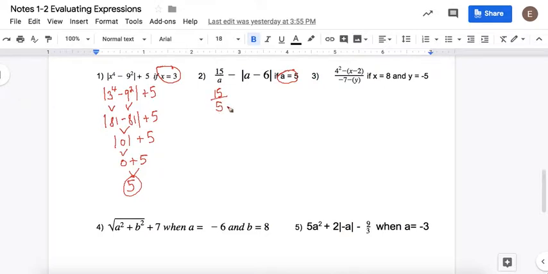15 divided by 5 minus absolute value of 5 minus 6. Now, this is not considered fraction bar as far as grouping, but this is because this is absolute value. So 5 minus 6 is -1. Leave the absolute value symbol until you actually take the absolute value of it. Now I'm ready to take the absolute value of -1, which is 1.